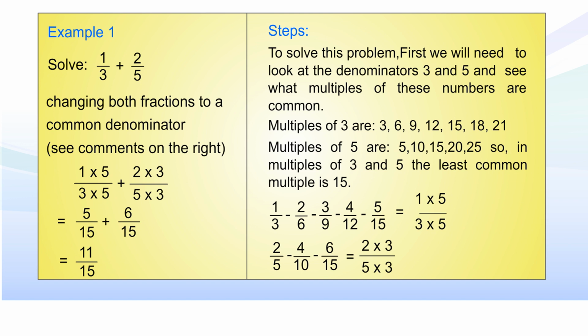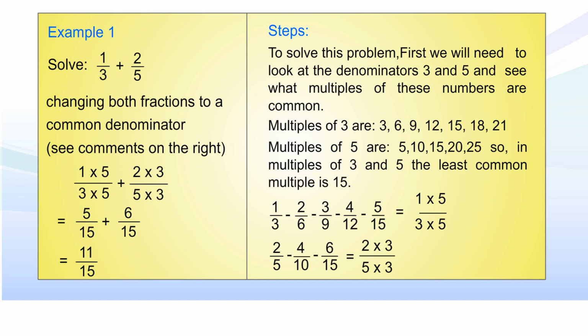Steps. To solve this problem, first we will need to look at the denominators 3 and 5 and see what multiples of these numbers are common. Multiples of 3 are 3, 6, 9, 12, 15, 18, 21. Multiples of 5 are 5, 10, 15, 20, 25. So, in multiples of 3 and 5, the least common multiple is 15.